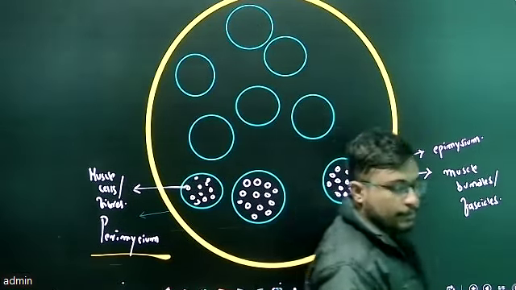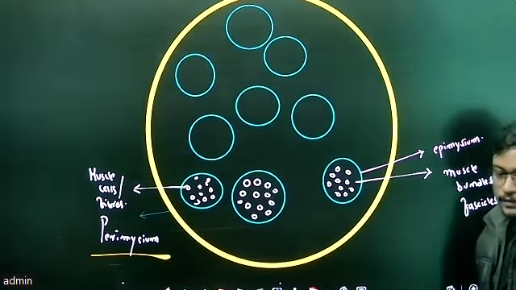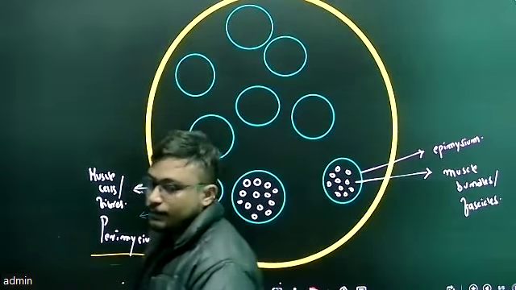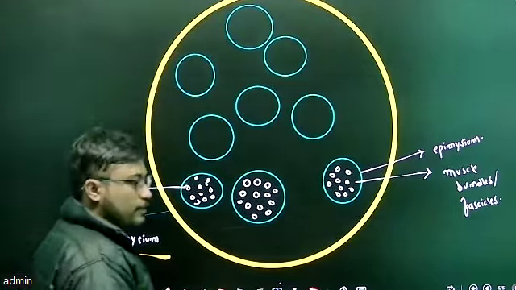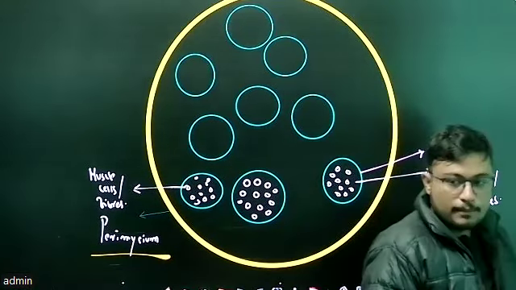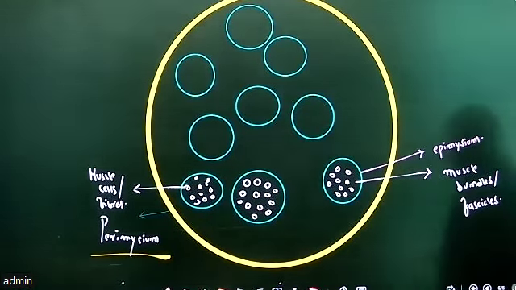So outside, what is there? Perimysium. Inside the perimysium we have the bundles. These bundles are fascicles. Fascicles are covered by epimysium. Inside the epimysium we have muscle cells, also called muscle fibers.